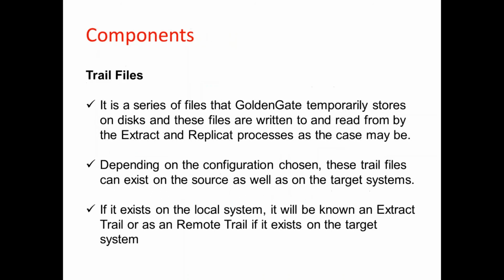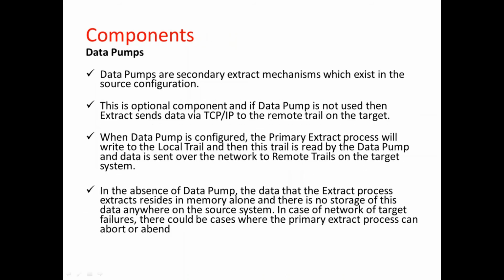So this is all what we have explained in the steps as well. Optional component: if the pump is configured, the primary extract will write to the local trail file, and this trail is read by the data pump. In its absence, the data resides in memory alone. So the data is there in the memory at the source, nowhere stored, just in memory. And if the network is down, there is some limit to the buffer of the extract. If it is not able to sustain, it will crash because it is not able to send the data to the target.